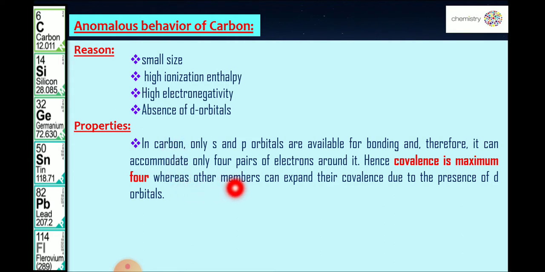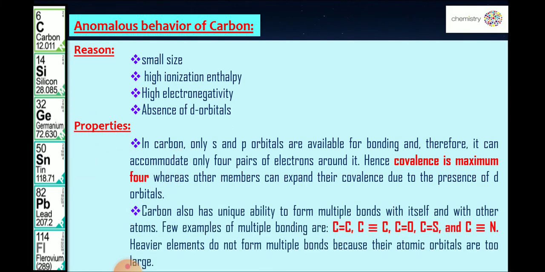Whereas other members, what do they do? They can expand their covalency. Why? They contain d orbitals. Hence, they can expand their covalency and show covalency of more than 4. So what can we say? Carbon's property is somewhat different compared to all the other elements. It's an anomalous behavior.